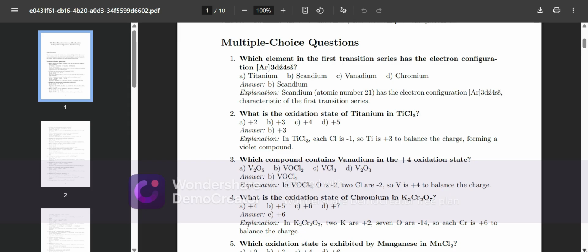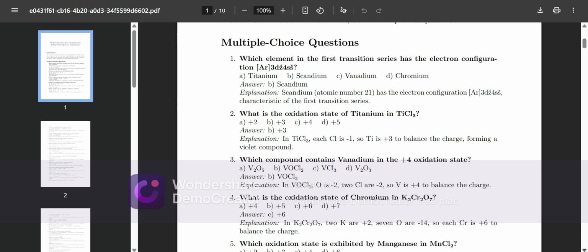What is the oxidation state of titanium in TiCl3? In TiCl3, Cl is -1, so Ti is +3 to balance the charge, forming a violet compound. Which compound contains vanadium in the +4 oxidation state? In VOCl2, O is -2, 2 Cl are -2, so V is +4 to balance the charge.